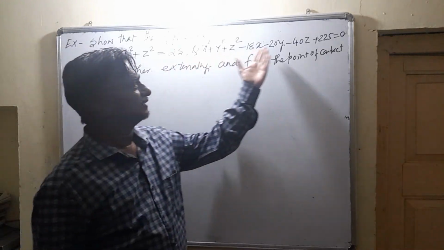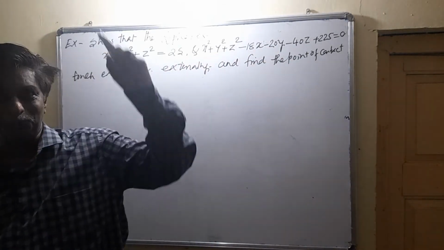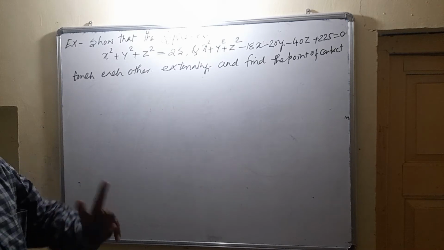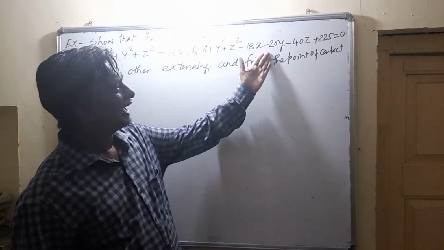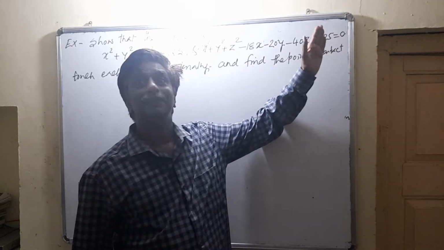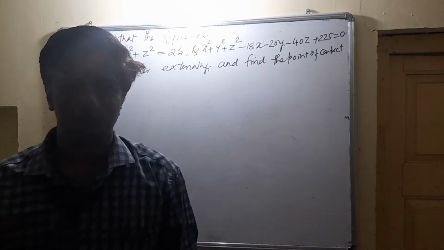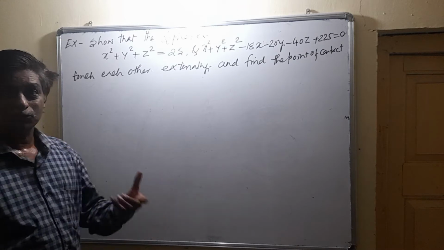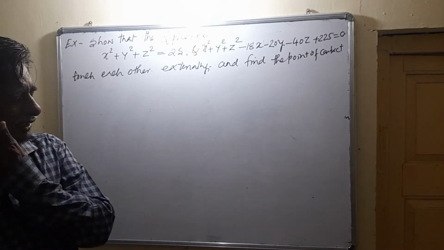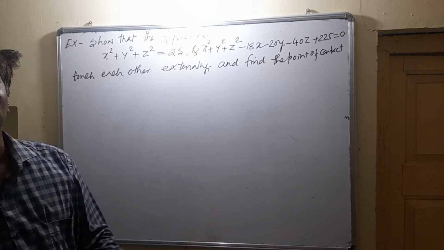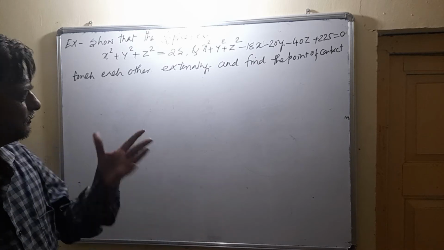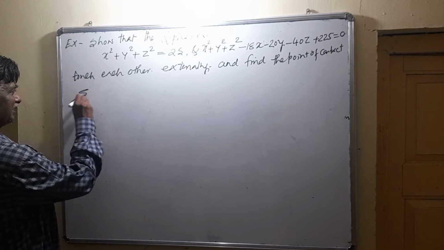But for the center of the other sphere, you have to use the general form. Compare it and find u, v, w. And here you have to find out the radius of this sphere also. After that, find the distance between C1 and C2 using the distance formula. Very simple. Solution.